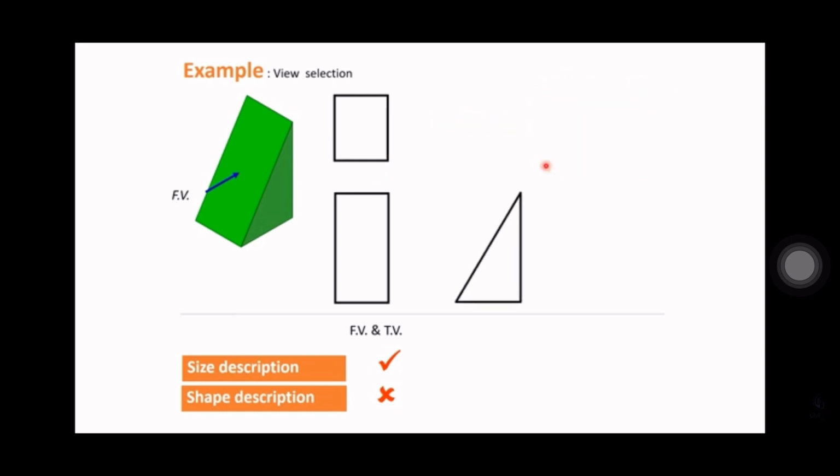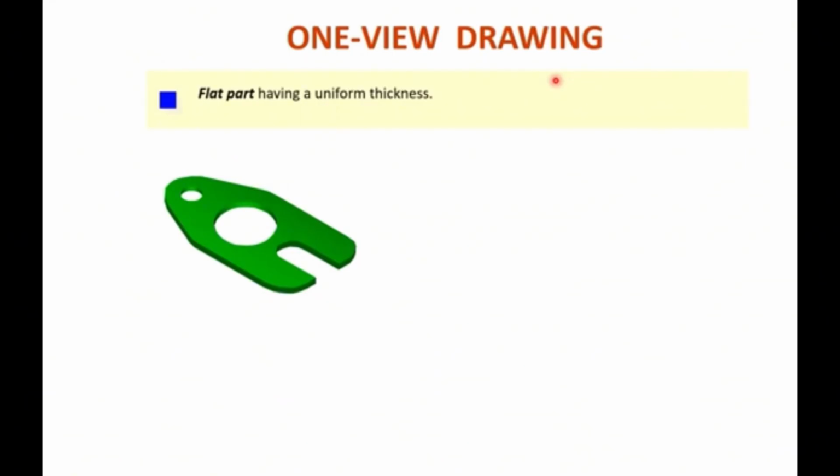The other person may think there is some curve, so it is necessary for this object to draw the right side view. Then you get the idea that it is a triangular shape. With 3 views, size description and shape description are okay. And if we draw only these 2 views, we can also understand the object and its width. So only with these 2 views we can draw this 3D object. So there are also some drawings where only one view is enough.